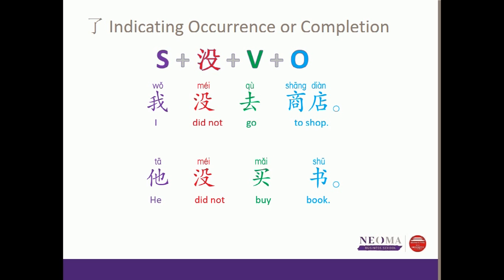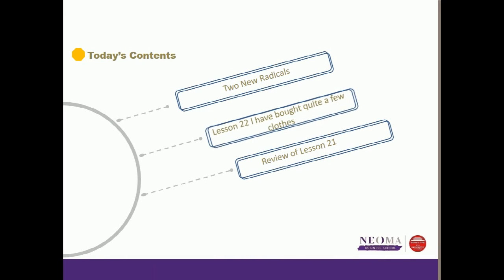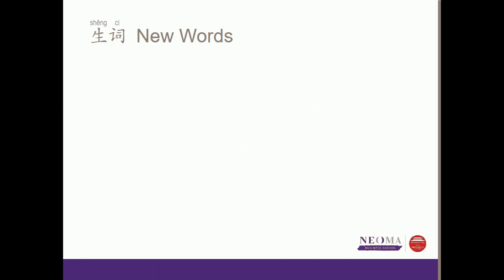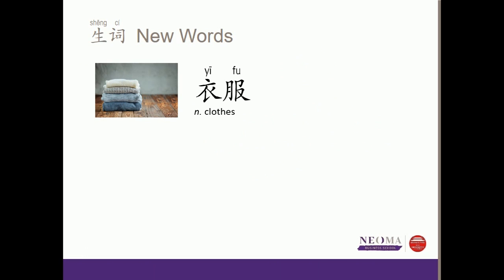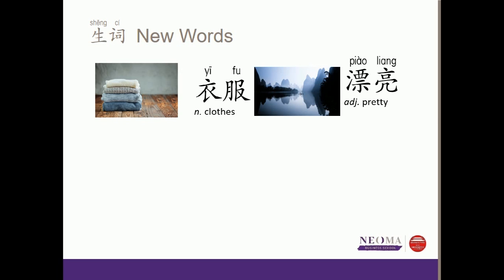And then let's continue for today's lesson. I have bought quite a few clothes. New words. 衣服, 衣服, 漂亮, 漂亮. In this picture is Guilin of China. And Guilin has the most beautiful, most 漂亮 view in China.